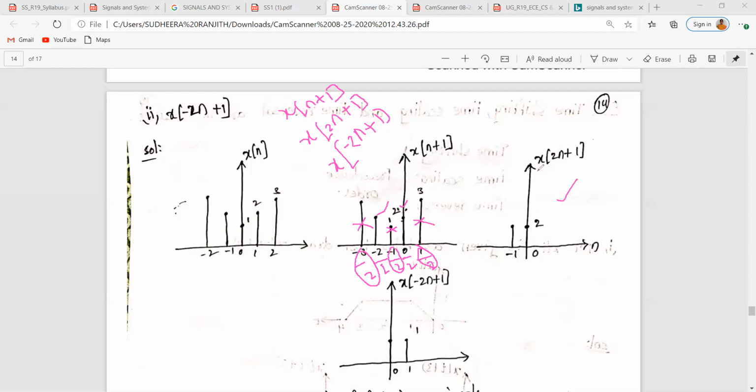Finally, take the reversal of this resultant signal. If you take the time reversal of this resultant signal, multiply the time axis with minus 1. So the new signal will be from 0 to 1. And this is how the signal looks like.